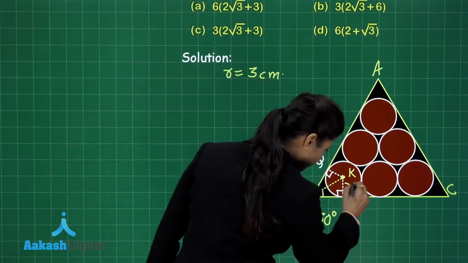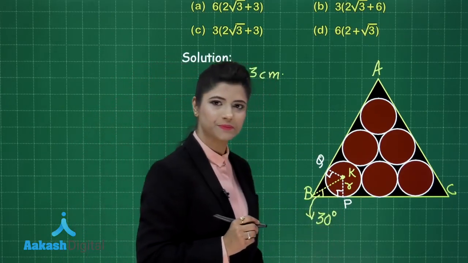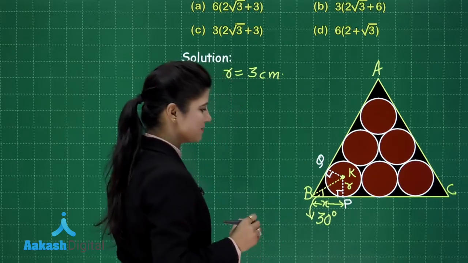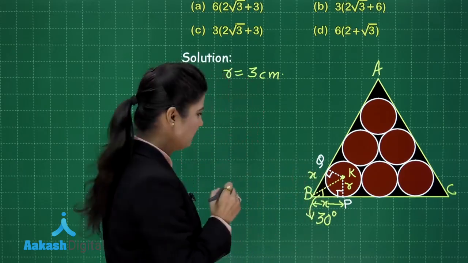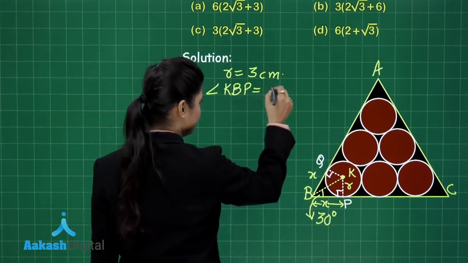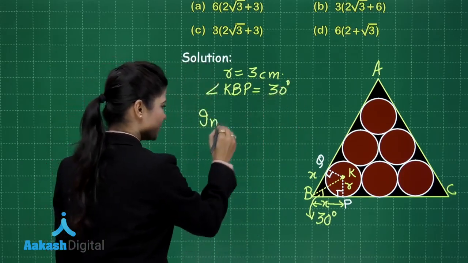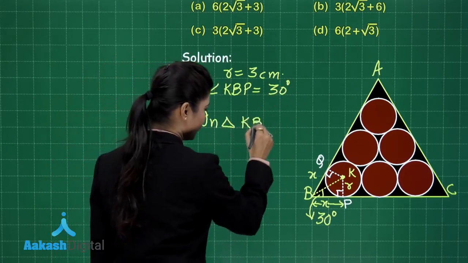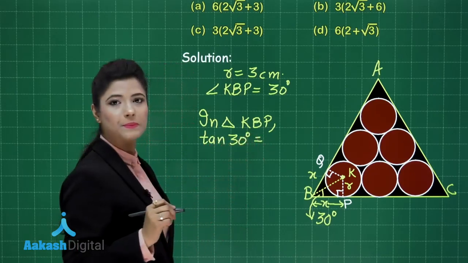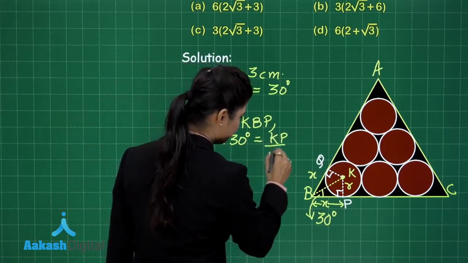Here KP is equal to the radius of the circle, R, right? So using that, can we get BP, right? If I consider BP as X, let's try to figure out what this X is. This BQ will also be X. So I have angle KBP equal to 30 degrees. Taking this into consideration, I apply trigonometry. Here we have triangle KBP. In triangle KBP, tan 30 degrees is perpendicular upon base. I have perpendicular KP and base BP.